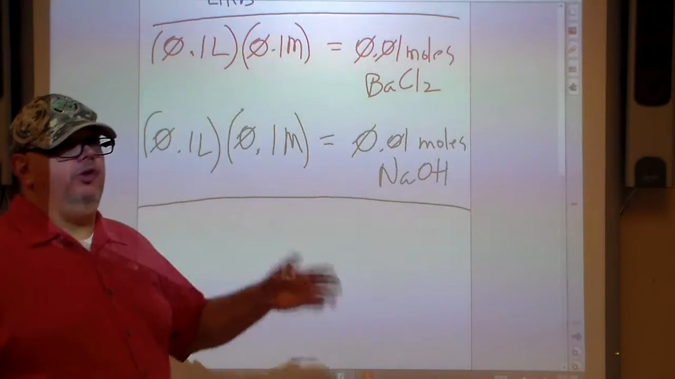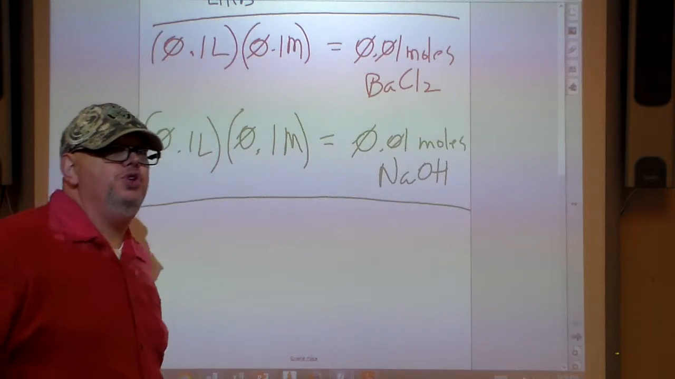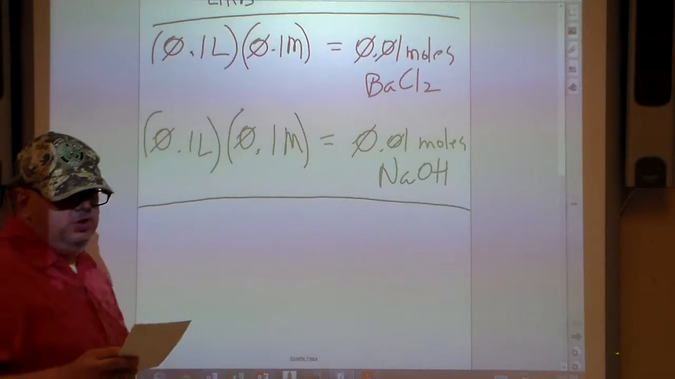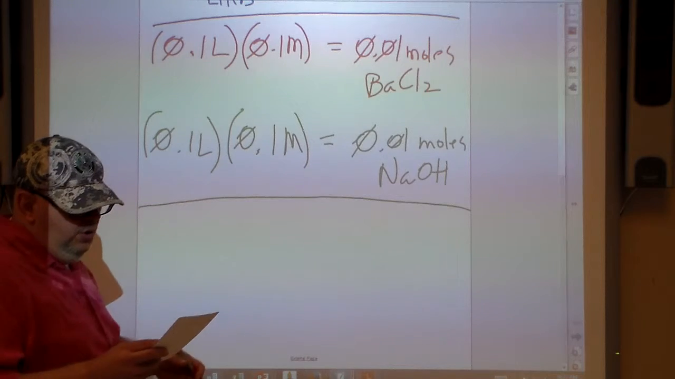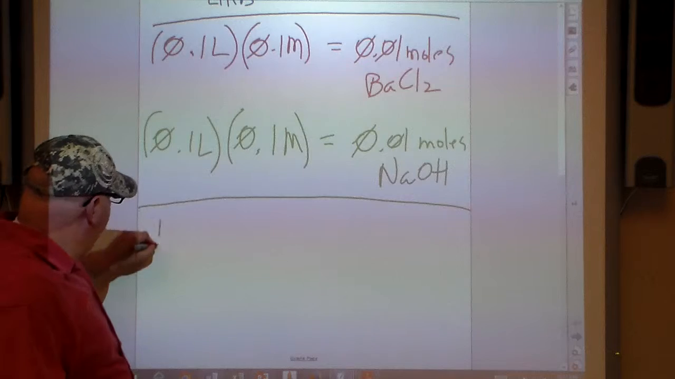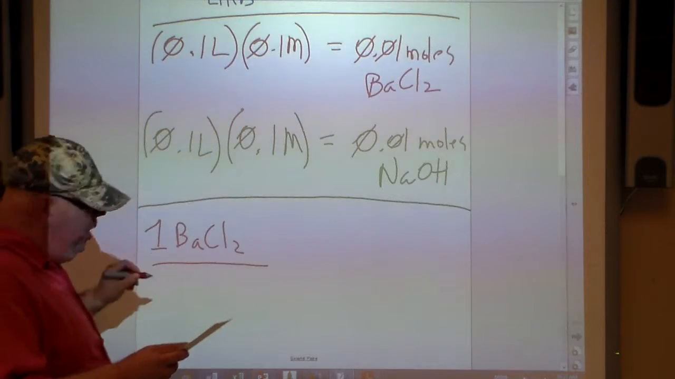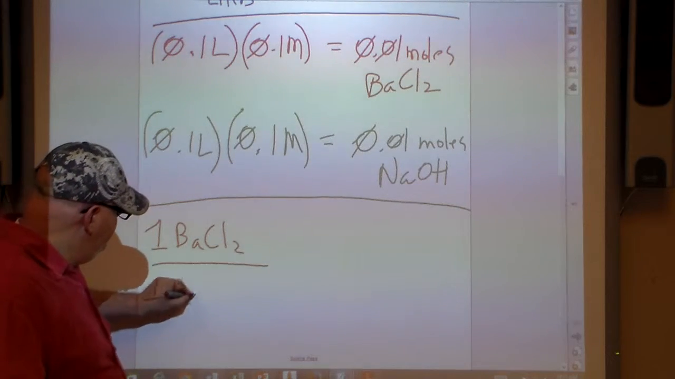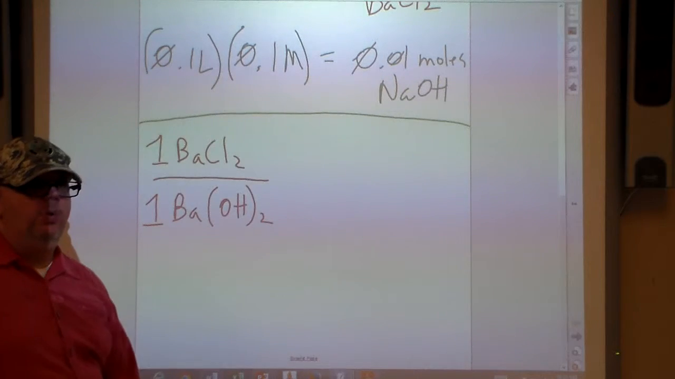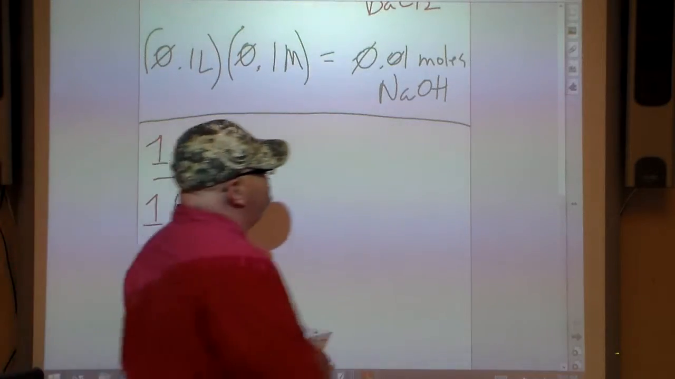Okay, now we got the moles of both. What's next? Well, now we have to figure out which one's going to run out first in this reaction. And for that we have to go back to our original equation. So I am going to work with the barium chloride first. I know that for every 1 BaCl2, our barium chloride, we're going to have 1 barium hydroxide. That's according to our balanced equation.